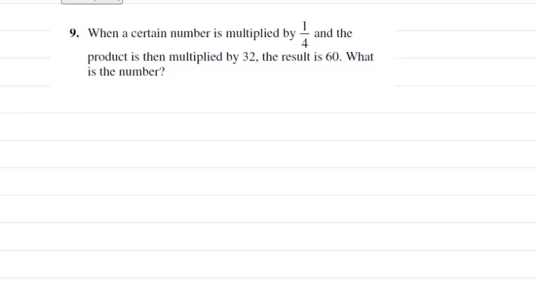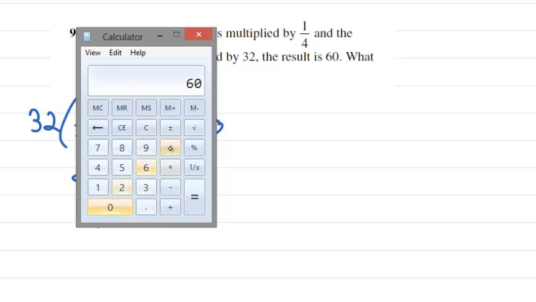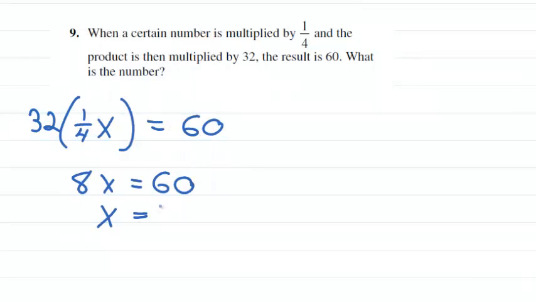Here's a question from College Board's 2004 practice test. When a certain number is multiplied by 1/4 and that product is then multiplied by 32, the result is 60. What is the number? 32 over 4 is 8, so 8x is 60. Divide both sides by 8, and x is 7.5.